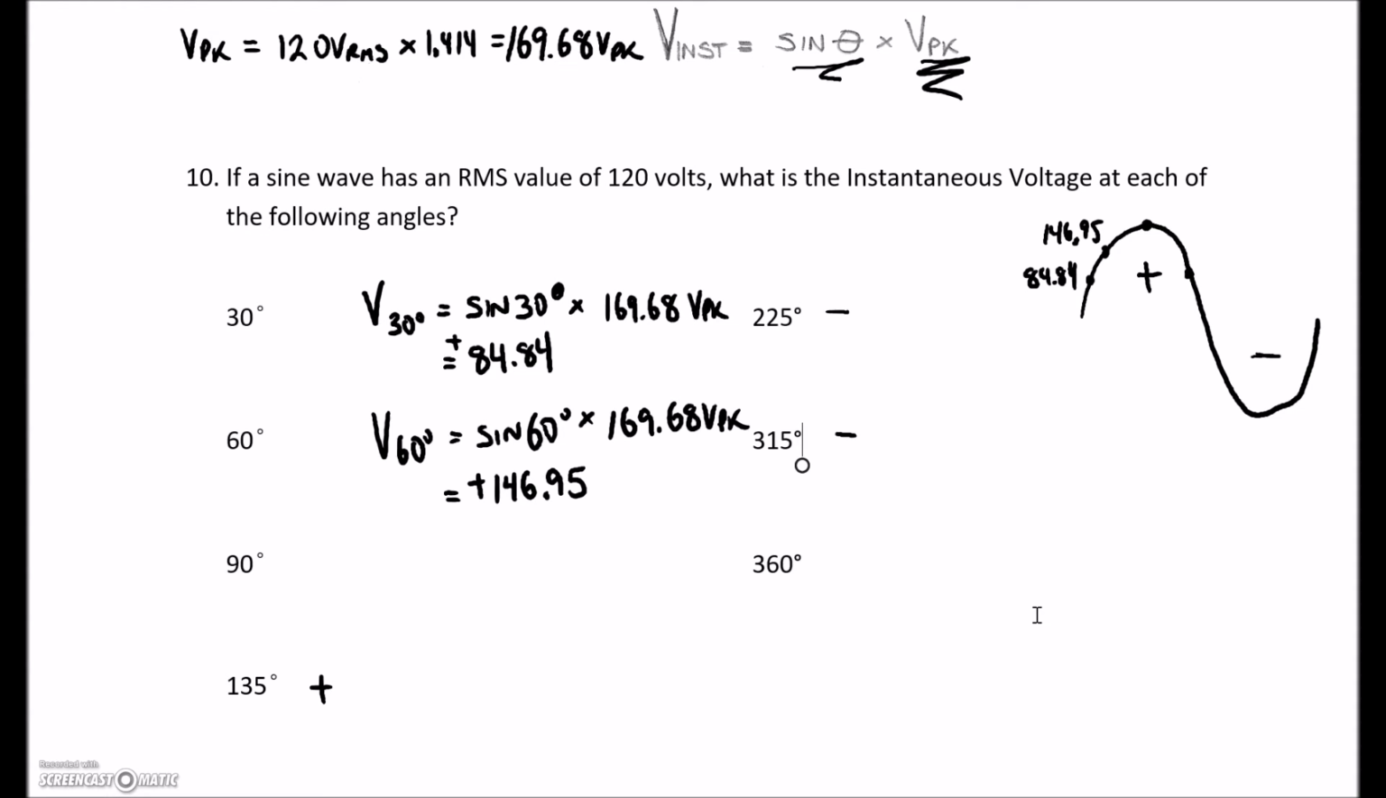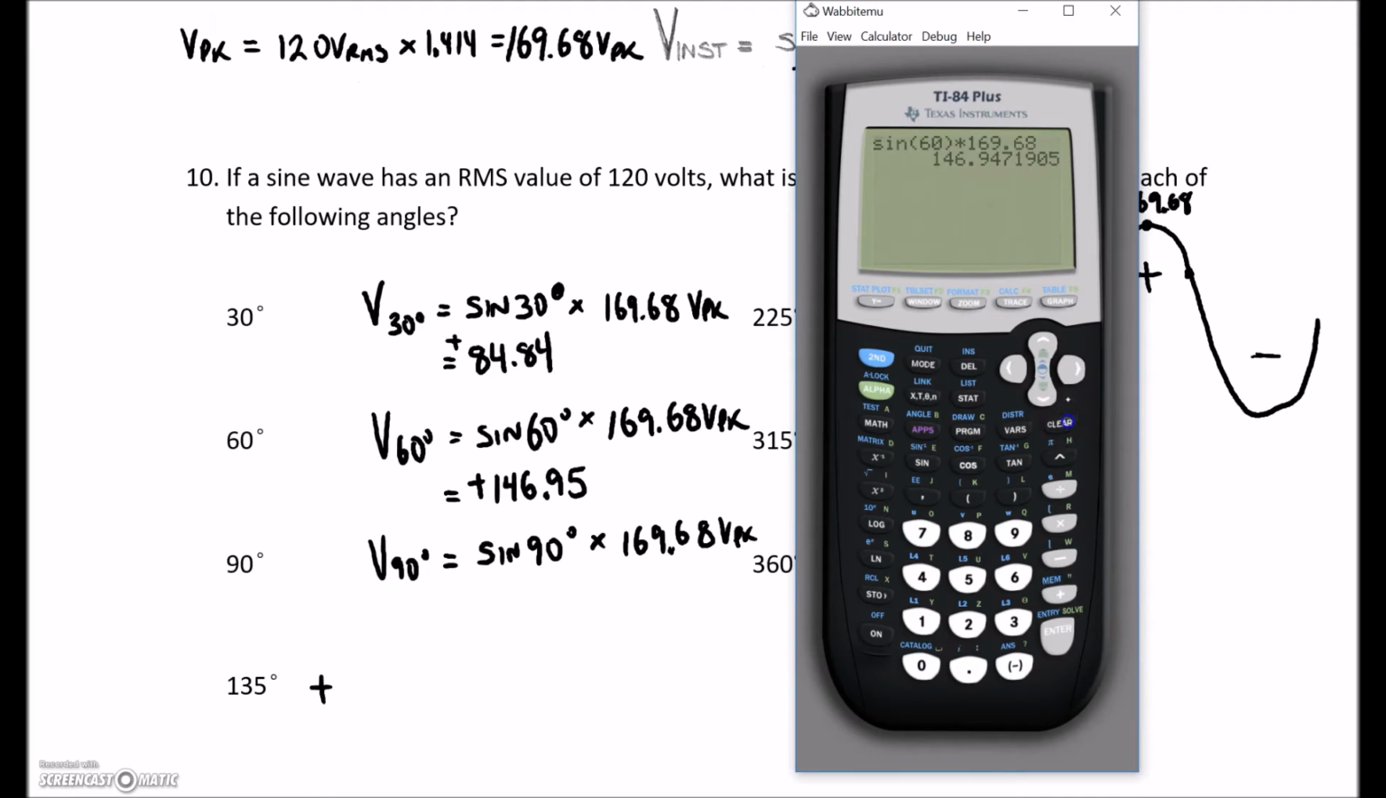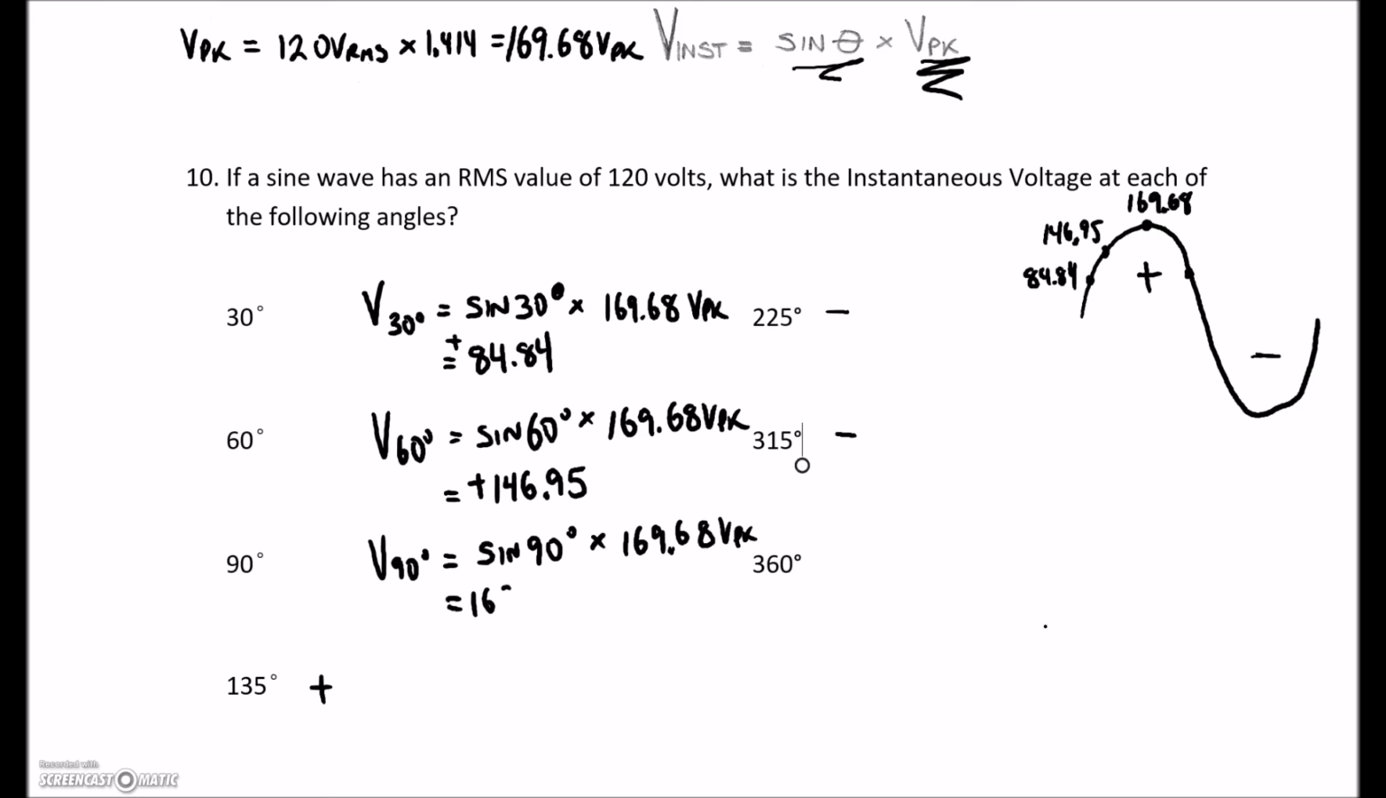At 90 degrees, we don't need to do any, well, we'll do the calculation just to show, right? But we know that at 90 degrees, we're going to get the peak voltage. Right? We know that this voltage right here is 169.68. Let's put it into the calculator, but you'll see that the sine of 90 is equal to 1. 1 times 169.68 is 169.68. We always get our peak voltage at 90 degrees.